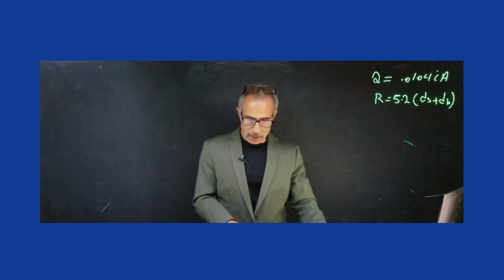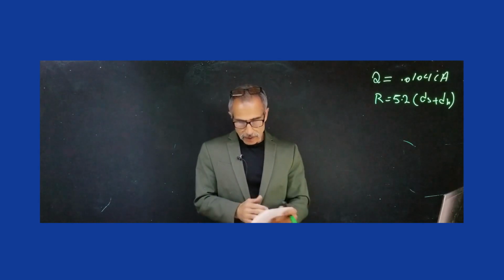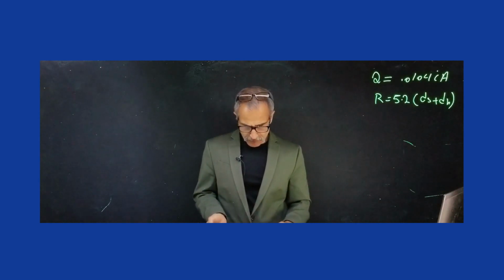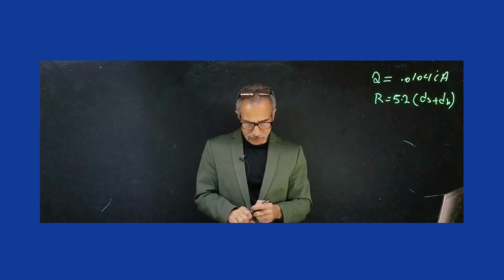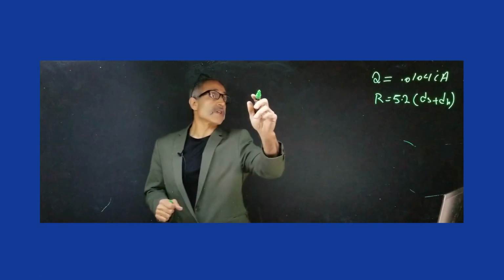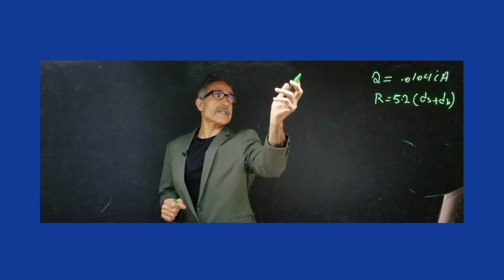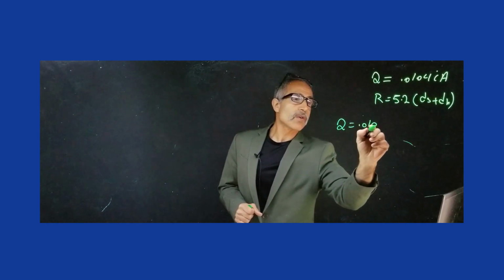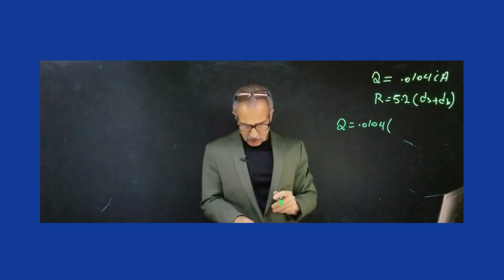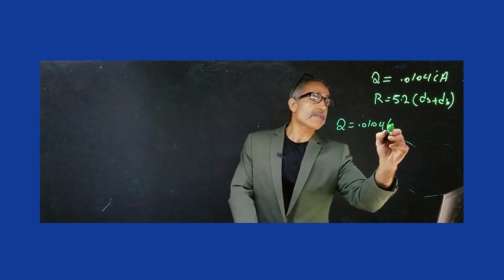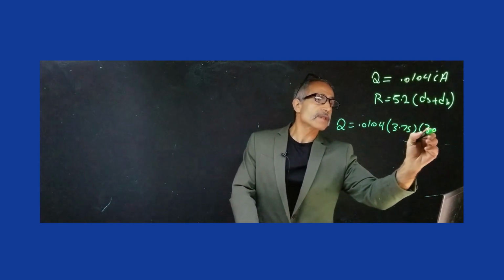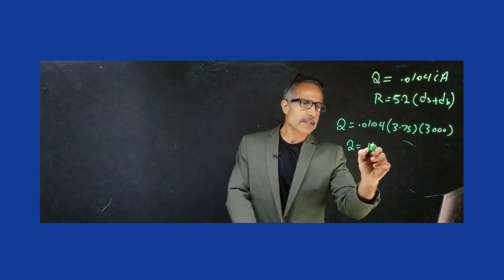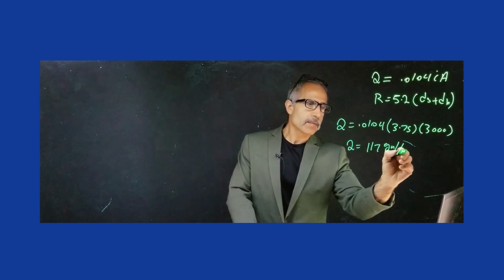In the problem, Q equals 0.0104 times I times A. The area is given and I is given. Q equals 0.0104 times 3.75 times 3,000, and so Q is going to come out to 117 gallons per minute.